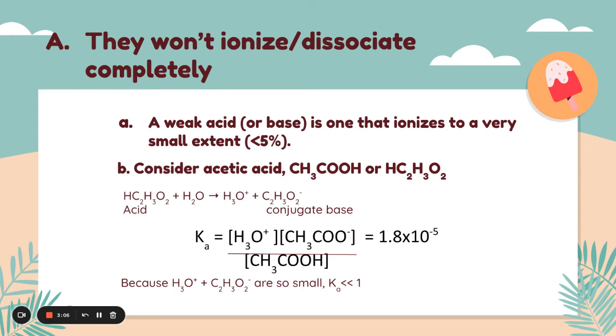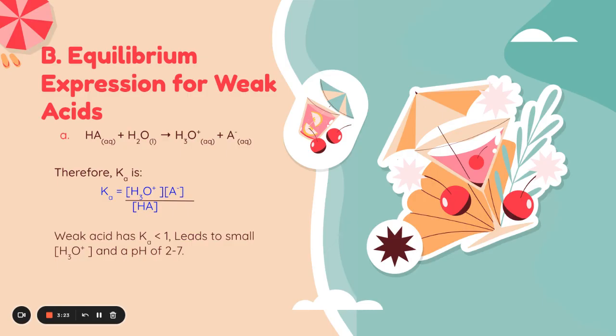So the expression will always look like this, where you have the hydronium ion, whatever the other ion is, in this case the acetate ion, on your numerator, because those are your products, and then the original acid in your denominator. And again, solving those concentrations.